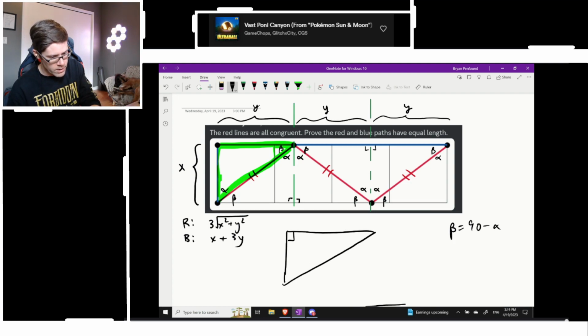So if we know this is 90 degrees, we have another 90-degree triangle in here. Well, we know how long this is. This is x. This whole distance is y. Should I assume that this is x? They kind of look like squares.